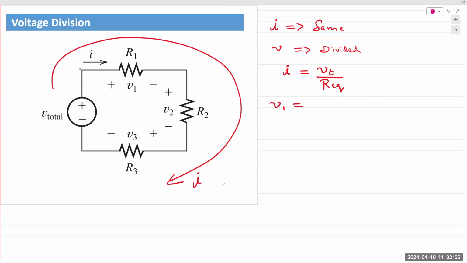What is V1? In terms of the current I, in terms of the resistance R1. Do you need to repeat the homework one again?